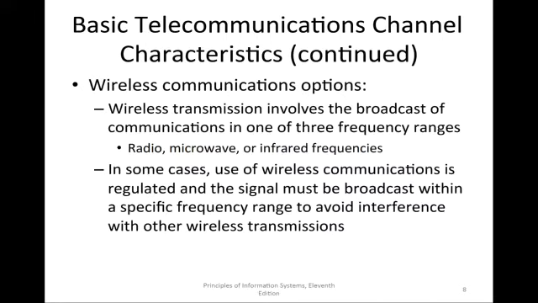So let's continue with basic telecommunication channel characteristics. We have wireless communication options. I am assured that you know this technology. Wireless transmission involves the broadcast of communications in one of three frequency ranges. So we have radio, microwave, or infrared frequencies. In some cases, the use of wireless communications is regulated, and the signal must be broadcast within a specific frequency range to avoid interference with other wireless transmissions.